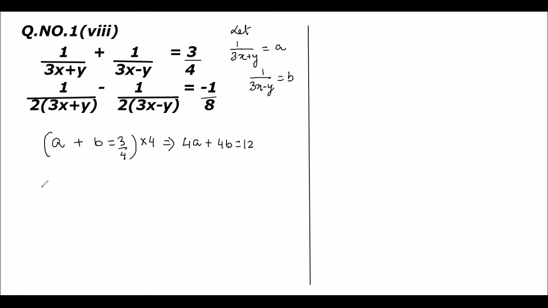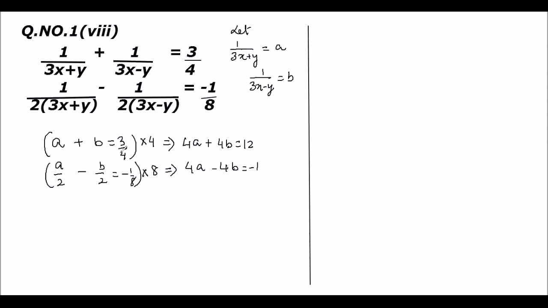Similarly, let's put a in place of this term. So this will become a upon 2 minus, similarly in place of this, you will write b, and b upon 2 is equal to minus 1 upon 8, and then again remove the denominator. We have to multiply both the sides by 8. It will become 4a minus 4b is equal to minus 1.